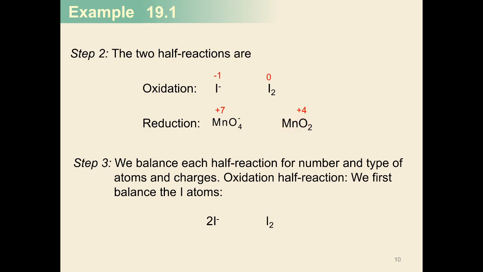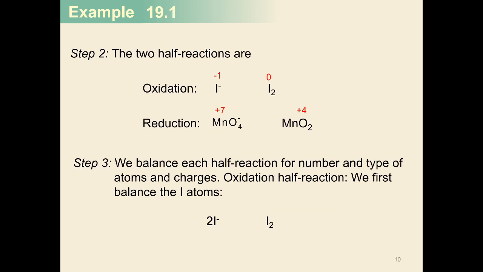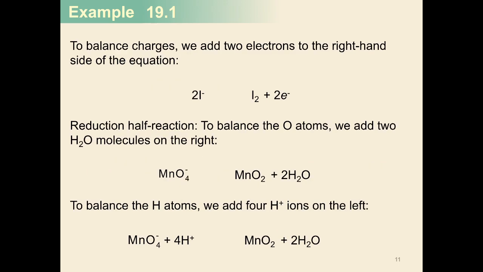Next we need to balance the half reactions. We have iodine, I2, so we just add 2 in the iodide. Now we balance the charges. For the 2 iodide, it lost 2 electrons. For the other half reaction, +7 and +4, that's actually 3 electrons, for this reduction half reaction.